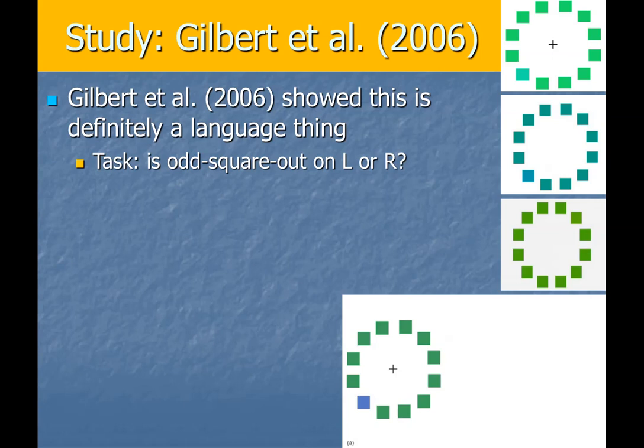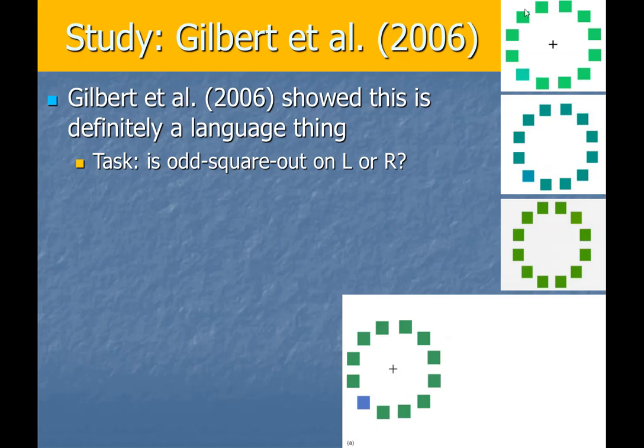So in this Gilbert study, they used that method I was just talking about, where participants as quickly as possible would have to figure out where that odd color out is. In this case, they kept it pretty simple. They just wanted participants to classify the odd square out, the one that's a different color from all the other blocks: is that square on the left half of the screen or the right half?